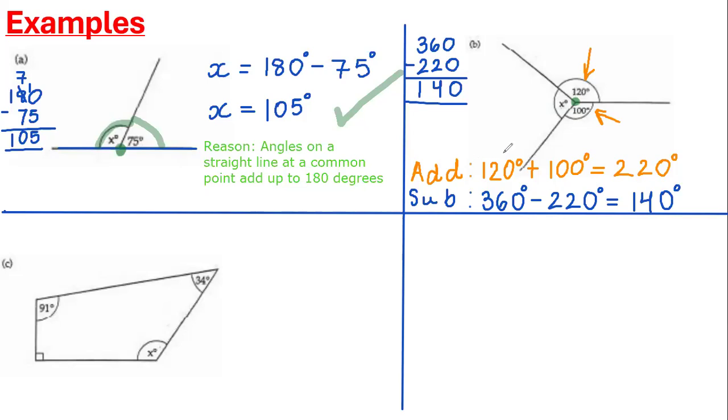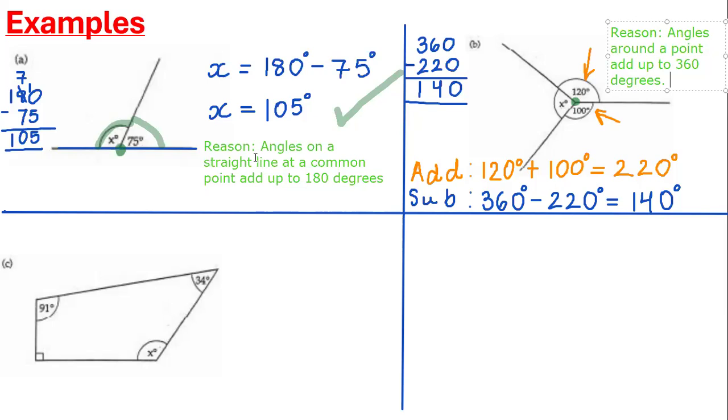Okay, so we add 120 plus 100 gives us 220. We subtract 360 minus 220, which gives us 140. And the reason, class, what is the reason for this? A full circle equals 360 degrees. Angles around a point add up to 360 degrees. And that's the reason right there.